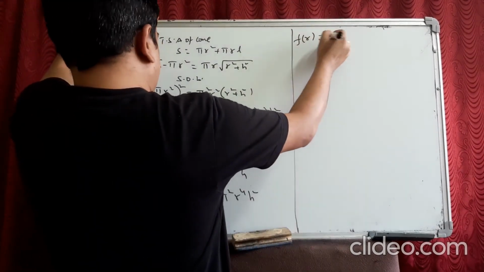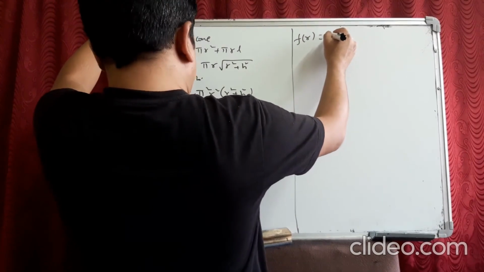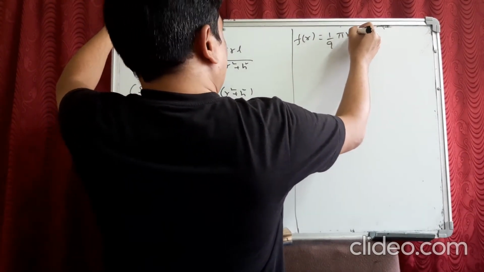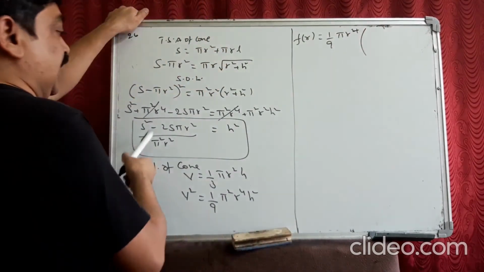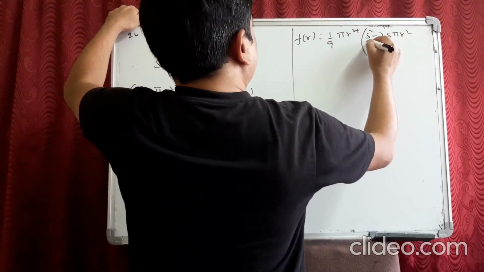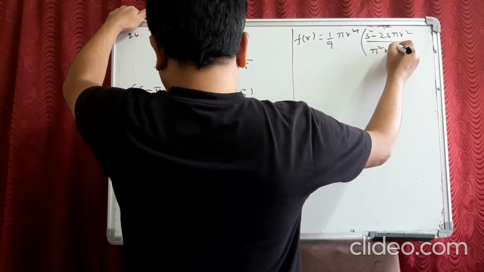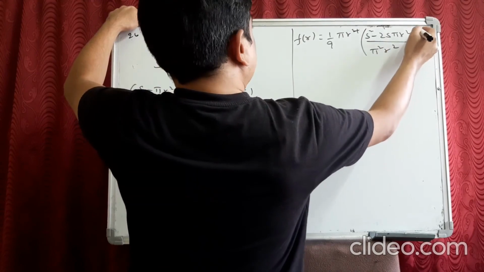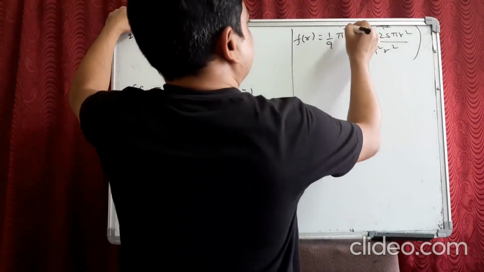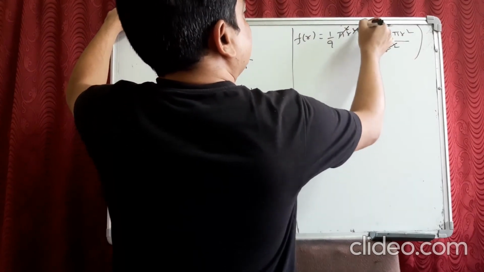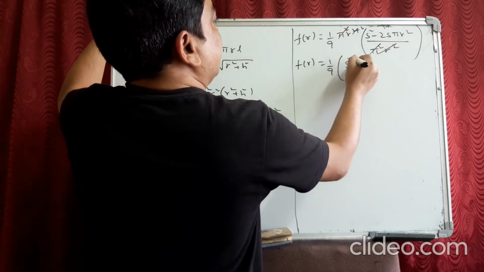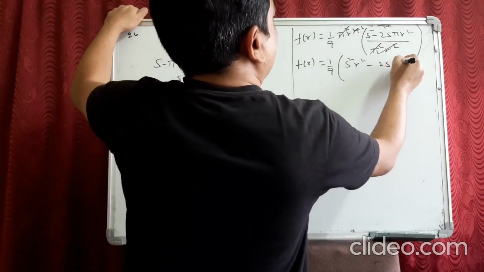F of r is 1 by 9 pi square r power 4 h square. I write this one, s square minus 2s pi r square by pi square r square. This is also pi square. Pi square gets cancelled, one of the r square gets cancelled. F of r becomes 1 by 9 of s square r square minus 2s pi r power 4.